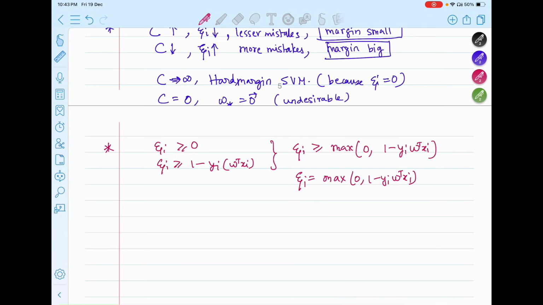So I can rewrite our optimization problem as: minimize with respect to W, norm of W squared by 2 plus C times 1 by N of summation of max of 0 comma 1 minus yi W transpose xi.